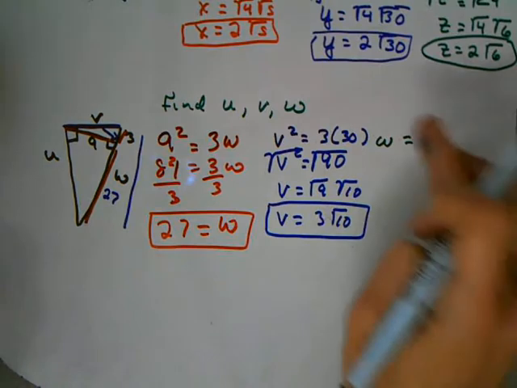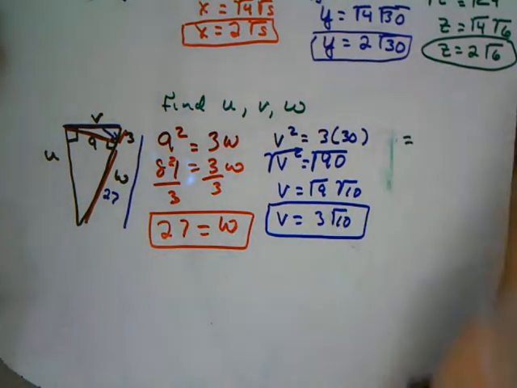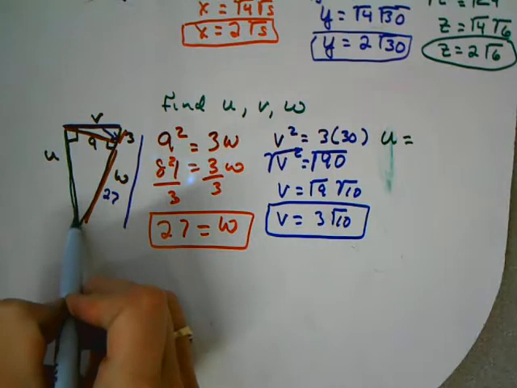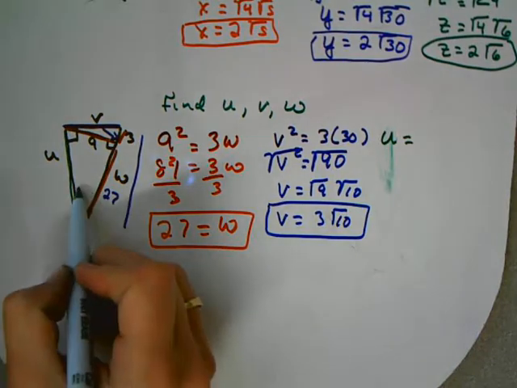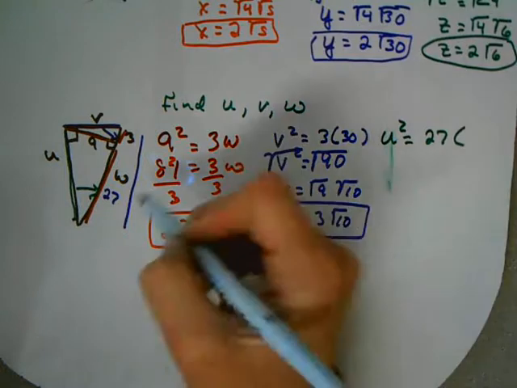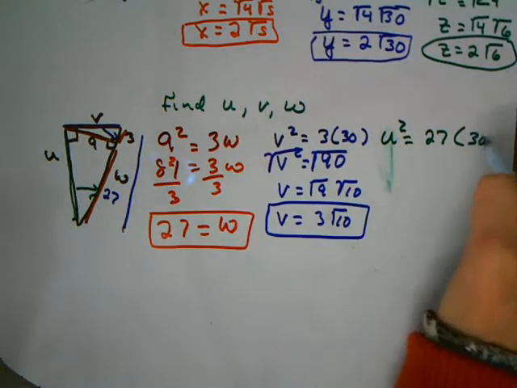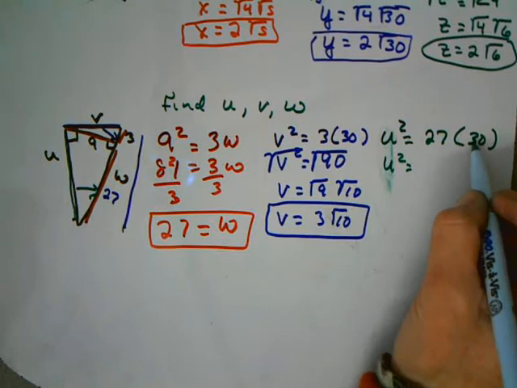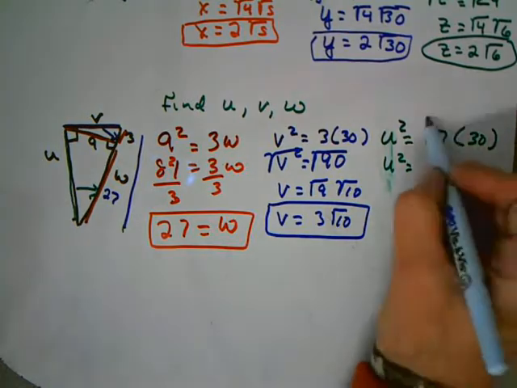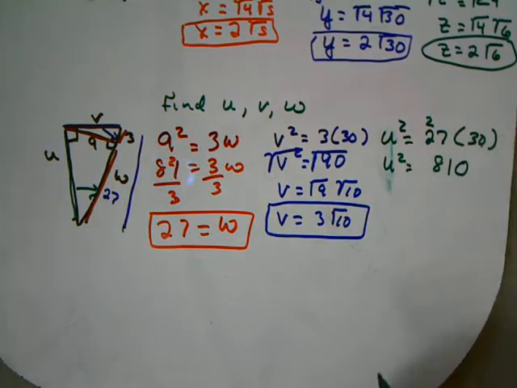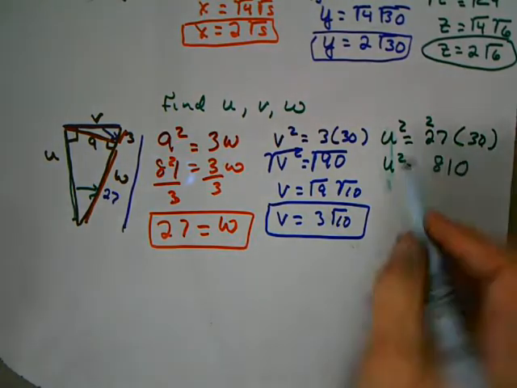Now, for W, excuse me, I already have W. Let's find U instead. For U squared, I know that equals the piece across from it, 27, times the whole thing, which is 30. So multiplying, 3 times 7 is 21. Put down the 1, carry the 2. 3 times 2 is 6. 2 more is 8. And since that was a 30, I'll add my 0 at the end.